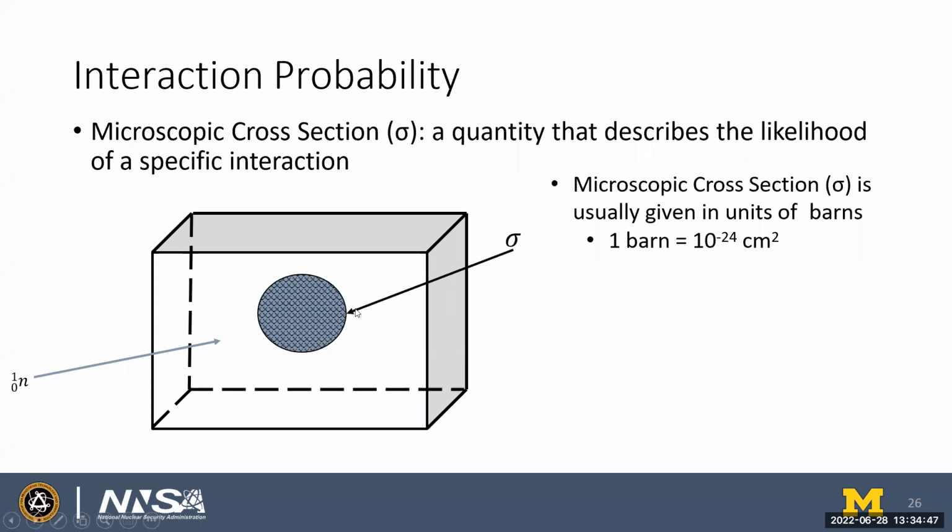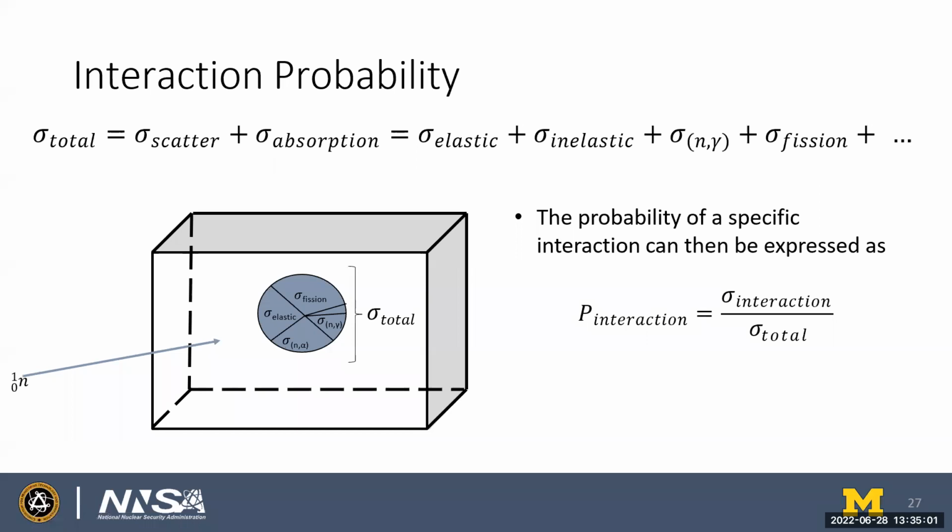But you can see here just a diagrammatic explanation of what the cross-section looks like. We represent it with this Greek letter sigma, lowercase sigma, and it's just a fraction of an area incident. You can have cross-sections for several different types of reactions. We can have the cross-section for scattering, cross-section for absorption, and then those can be broken further down even into elastic, inelastic, neutron-gamma, fission reactions, etc.